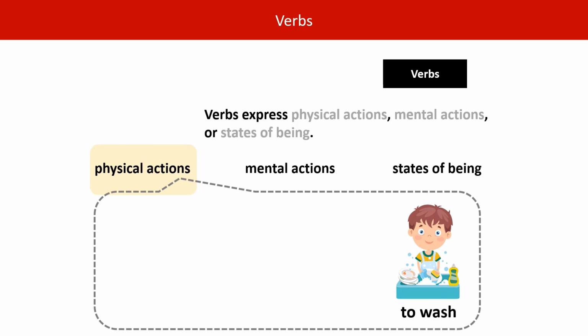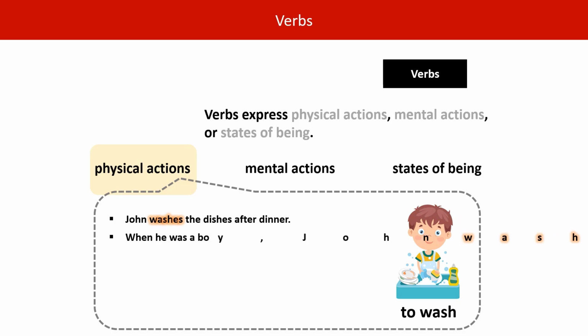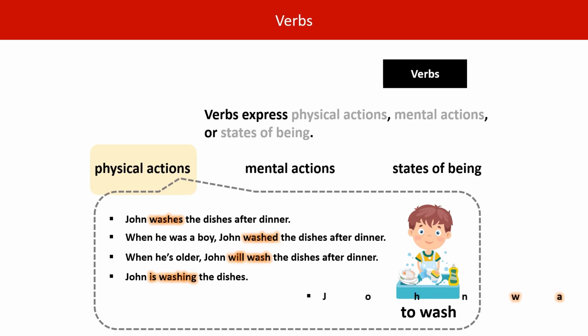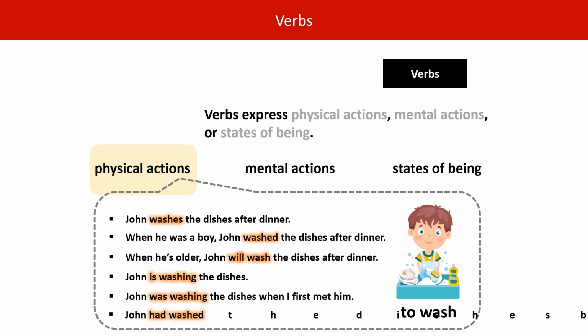Okay, let's bring back one of our physical action verbs. To wash. Let's call up some examples. John washes the dishes after dinner. When he was a boy, John washed the dishes after dinner. When he's older, John will wash the dishes after dinner. John is washing the dishes. John was washing the dishes when I first met him. John had washed the dishes before I arrived.